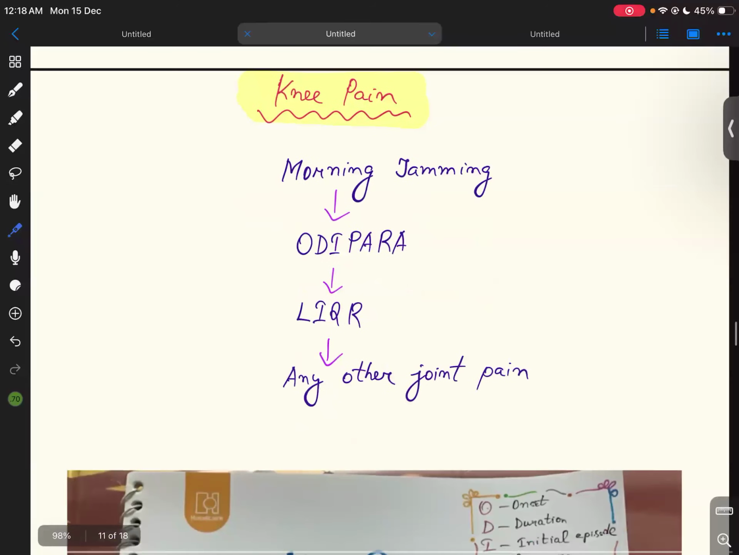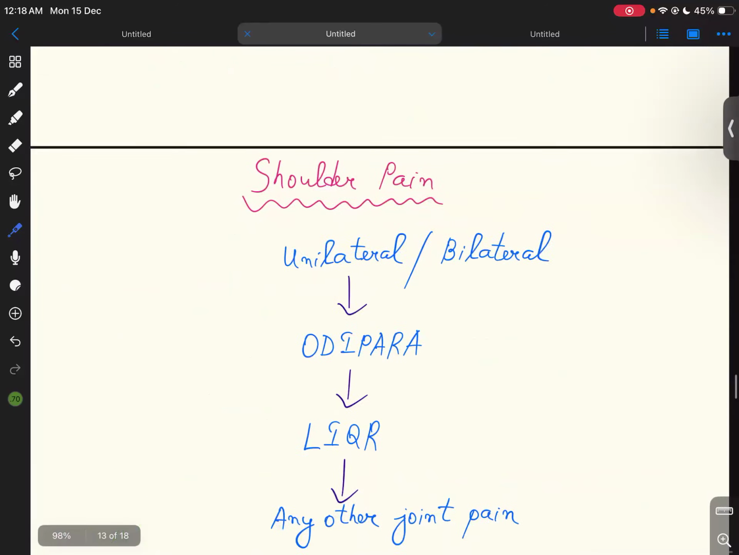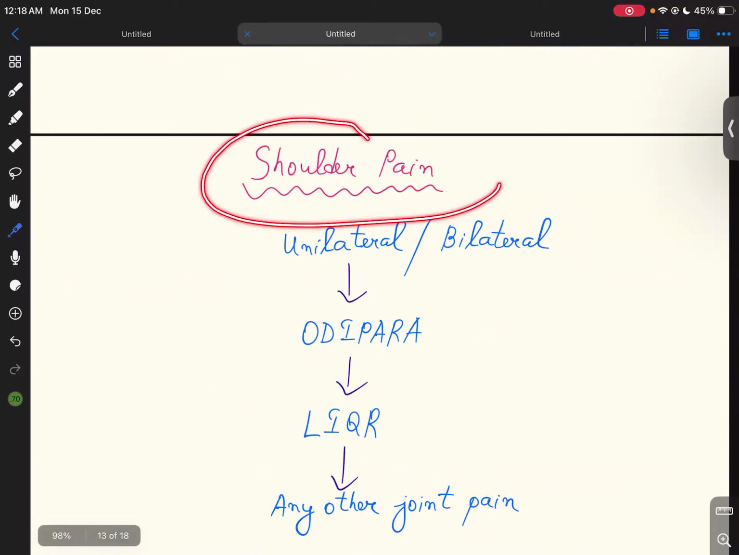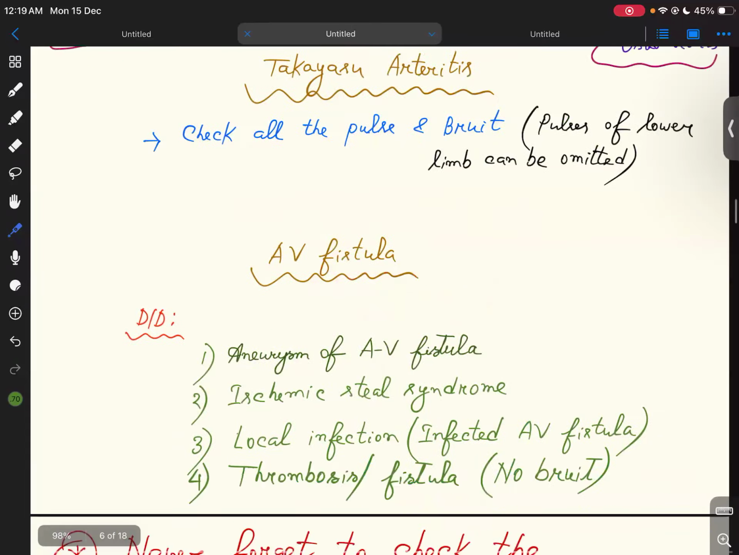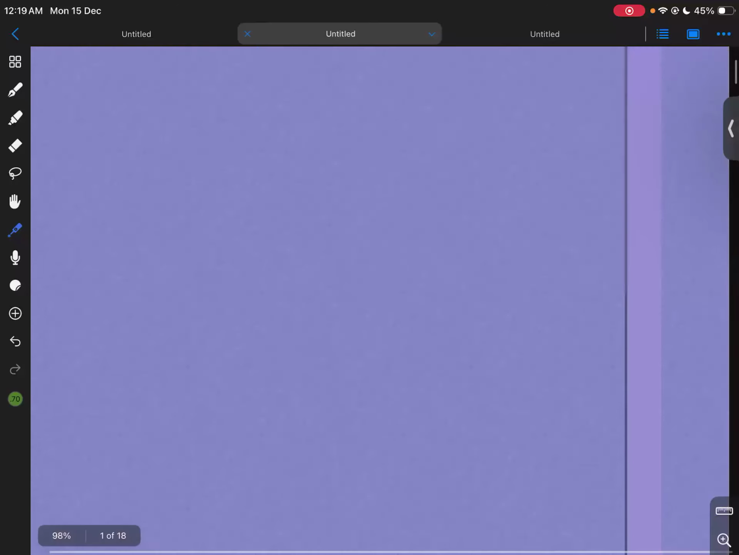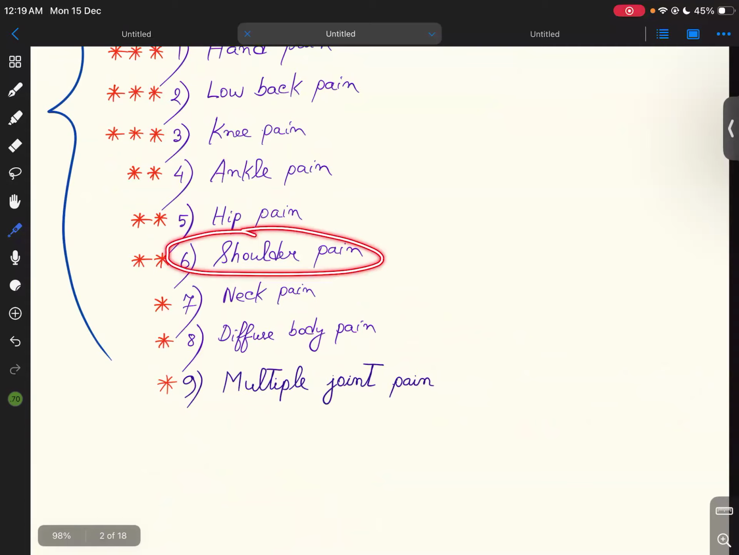So, does anyone have any question from this knee pain prompt? No, sir. Okay. Now let's proceed to the next prompt. The next prompt is shoulder pain. It is not that much important. It is actually, if you remember, a one step prompt. Yeah, it is actually a double step prompt.